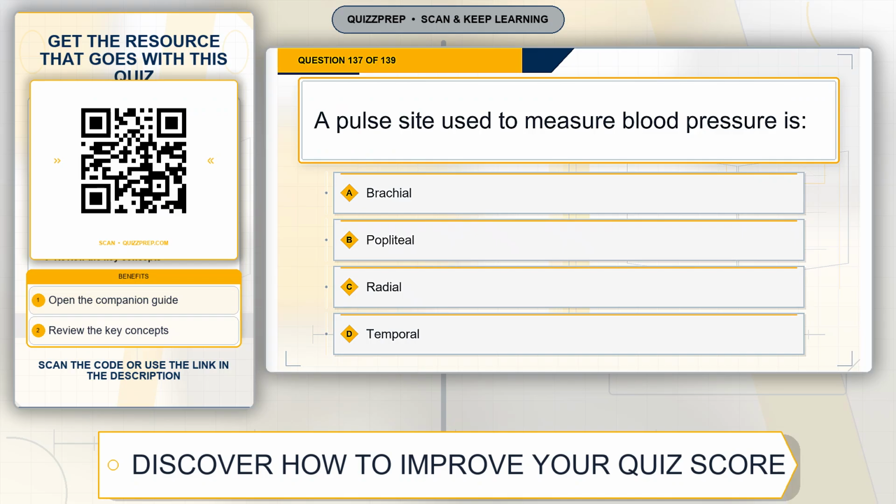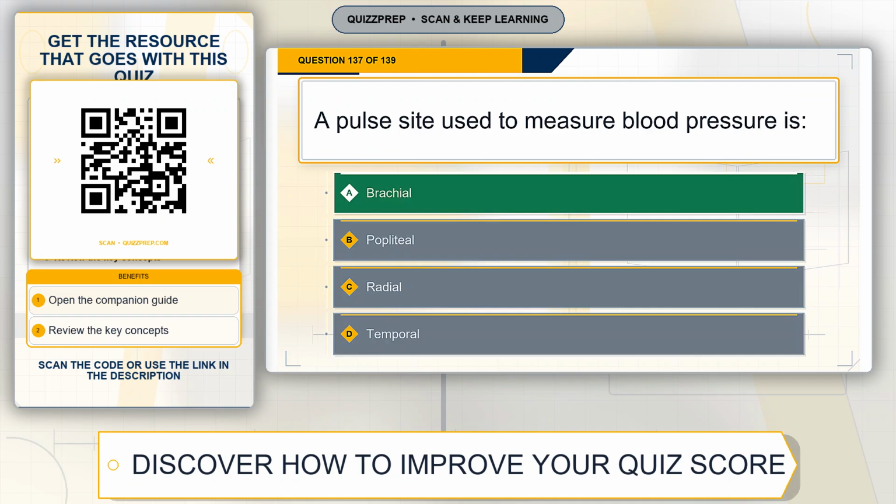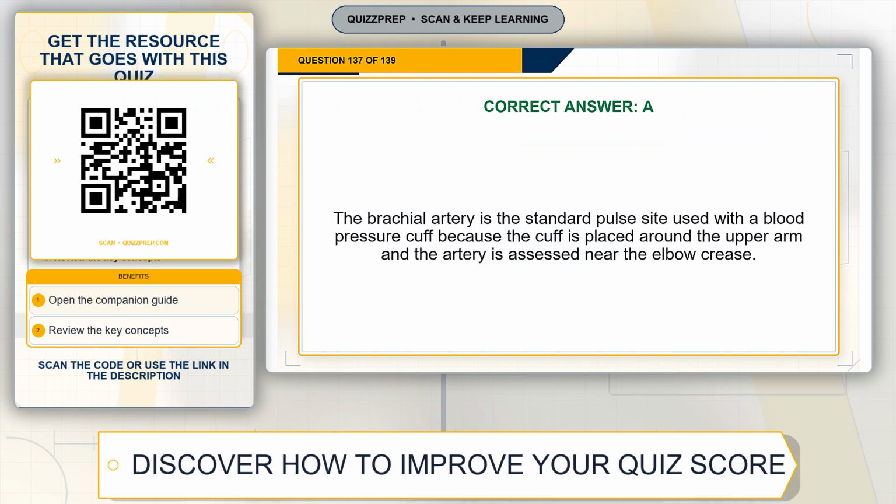Question 137. A pulse site used to measure blood pressure is: Option A, brachial. Option B, popliteal. Option C, radial. Option D, temporal. The correct answer is Option A, brachial. Explanation. The brachial artery is the standard pulse site used with a blood pressure cuff because the cuff is placed around the upper arm and the artery is assessed near the elbow crease.